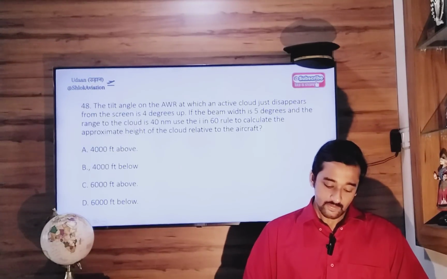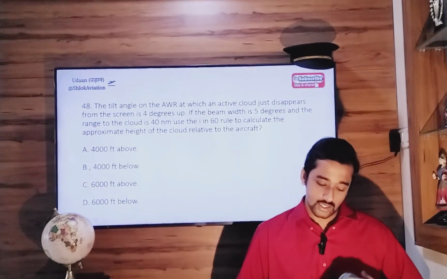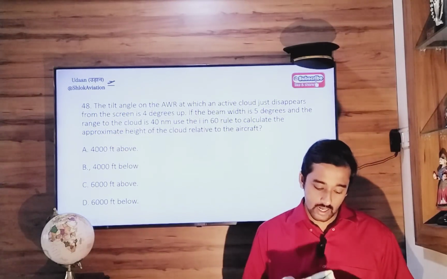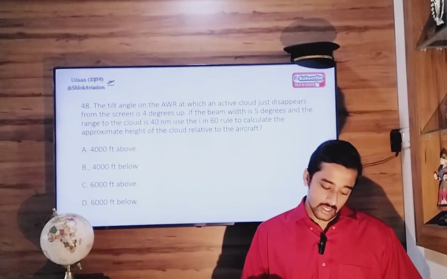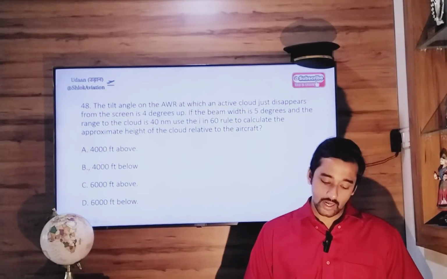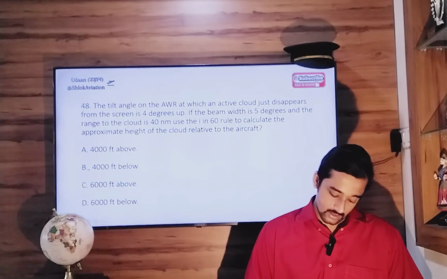Question 48. The tilt on the airborne weather radar at which an active cloud just disappears from the screen is 4 degrees up. If the beam width is 5 degrees and the range to the cloud is 40 miles, using the 1 in 60 rule, calculate the approximate height of the cloud relative to the aircraft.